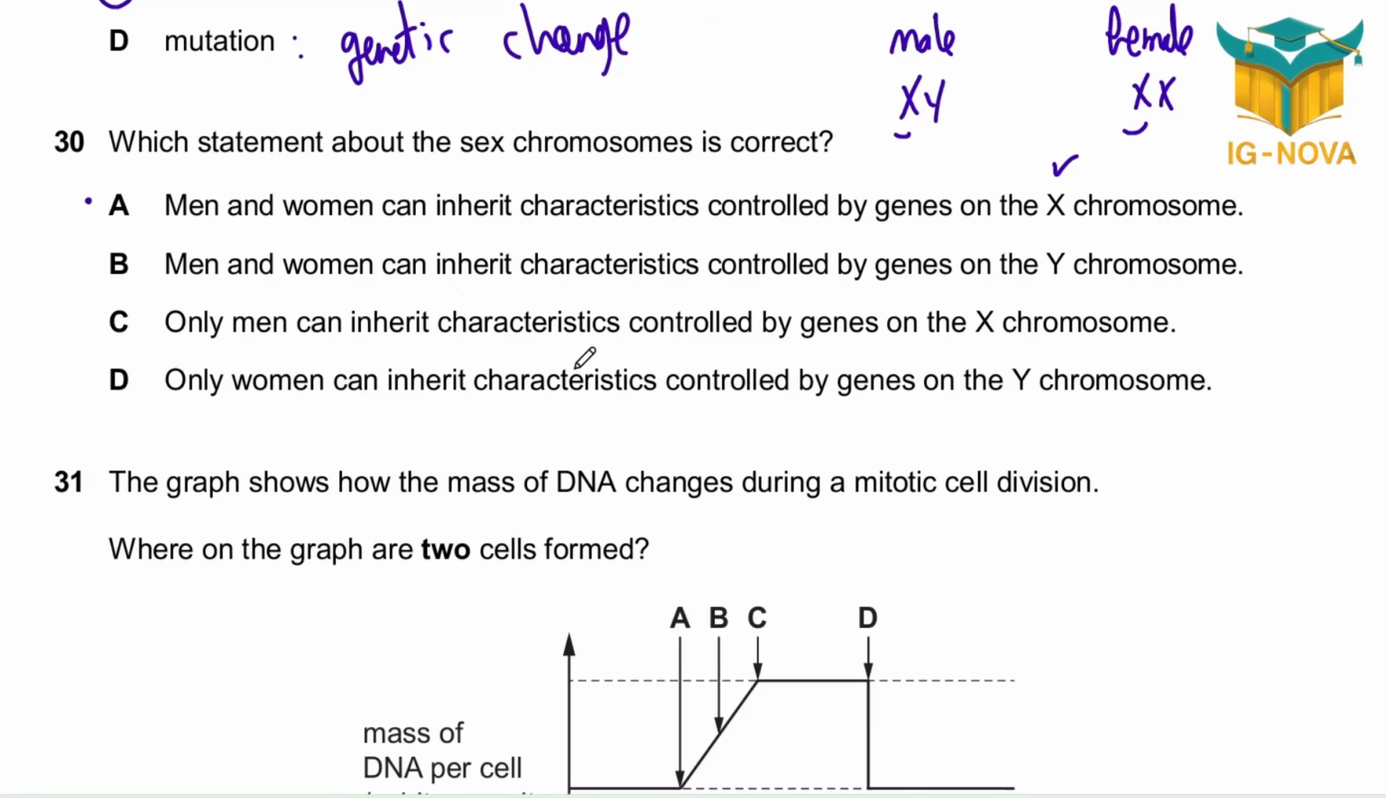Men and women can inherit characteristics controlled by genes on the Y chromosome. Wrong, females have no Y chromosome, so this is out. Only men can inherit from X. Wrong, we just said that both of them can get from X. Only women can inherit characteristics controlled by genes on the Y chromosome. Mistake, they never inherit the Y chromosome. So A.